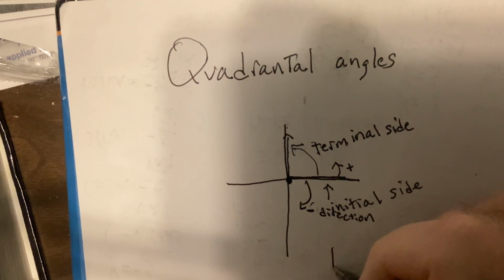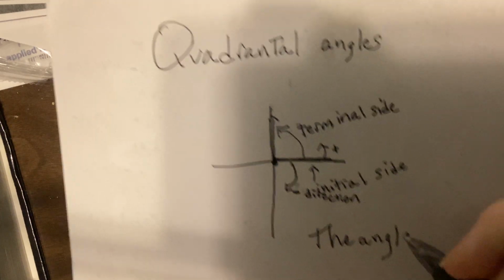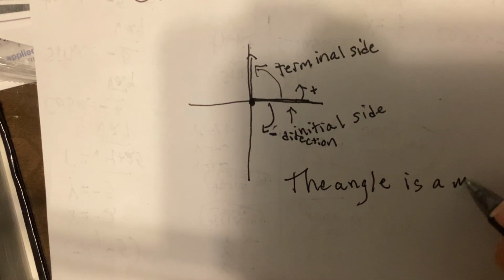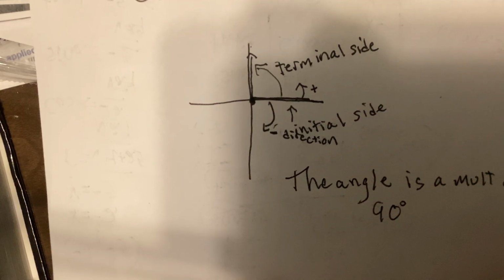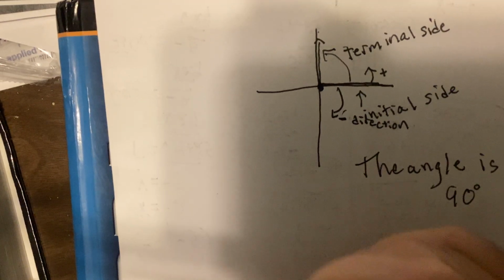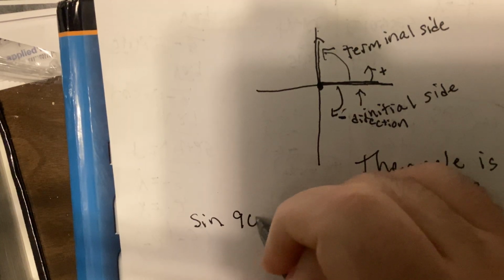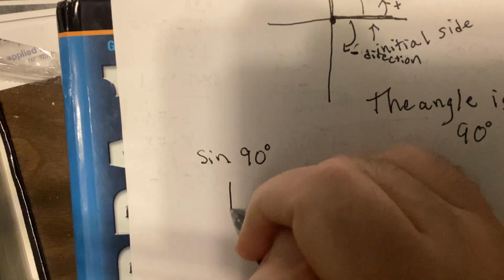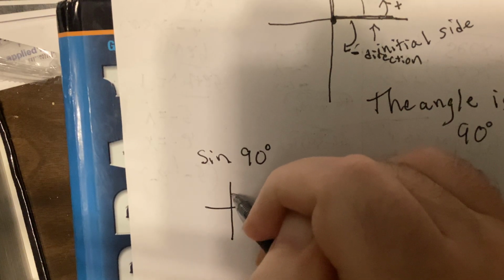So the angle is a multiple of 90 degrees. So if I said, okay, what is the sine of 90 degrees? So we find the angle. Let's see, this is 90 right here.